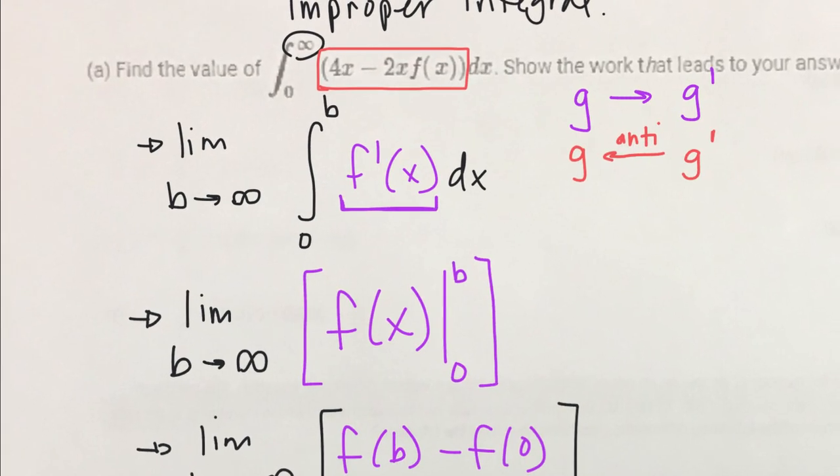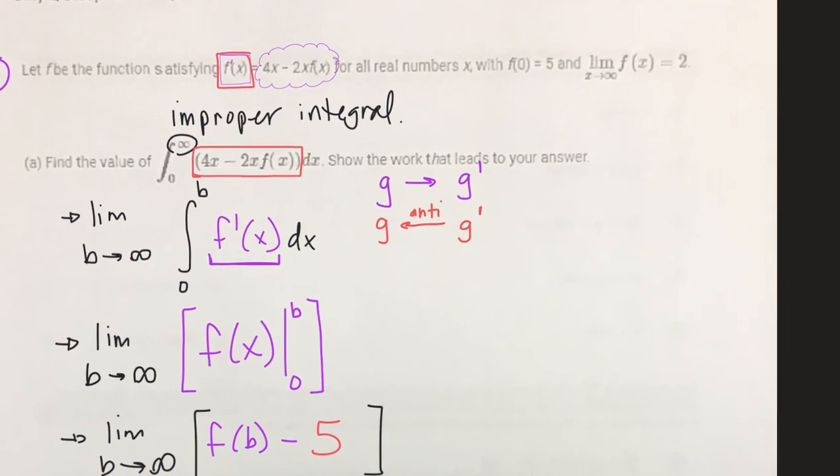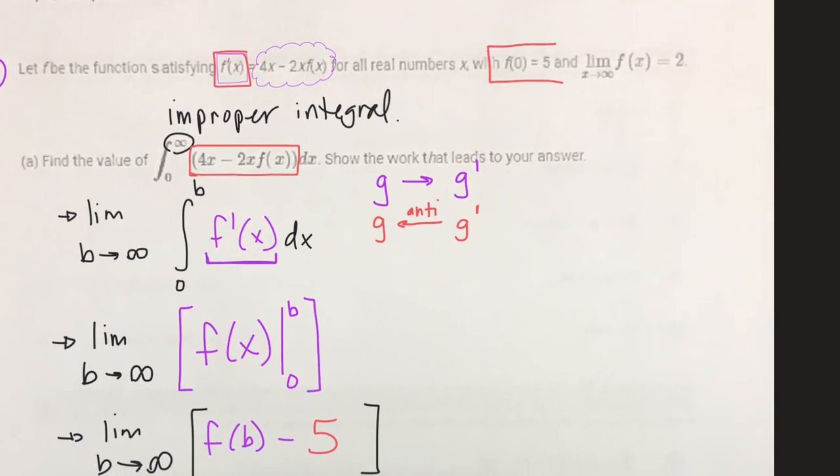Well, do we know what f of 0 is? Yeah, f of 0 is 5. It says so in the problem. f of 0 is 5. It says so right there.